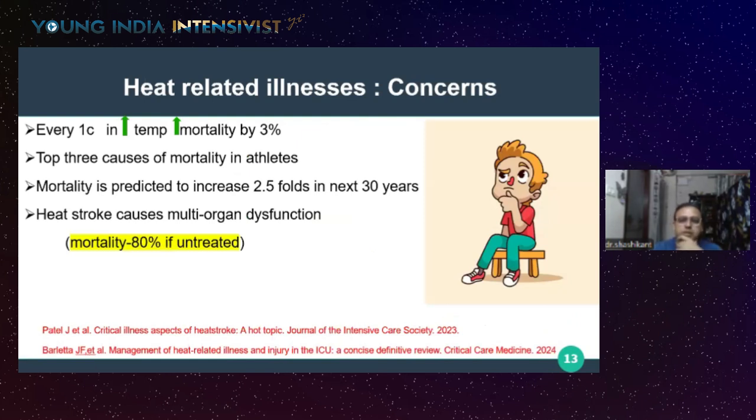So, why should we be really concerned about heat-related illnesses? As per literature, it has been reported that every 1 degree Celsius rise in core temperature increases mortality by 3%. And it has been reported to be among the top three causes of mortality in athletes. It is predicted that the mortality is likely to increase by 2.5 folds in the next 30 years. Another important fact to consider here is that heat stroke causes multi-organ dysfunction and the mortality can go as high as 80% if it remains untreated.